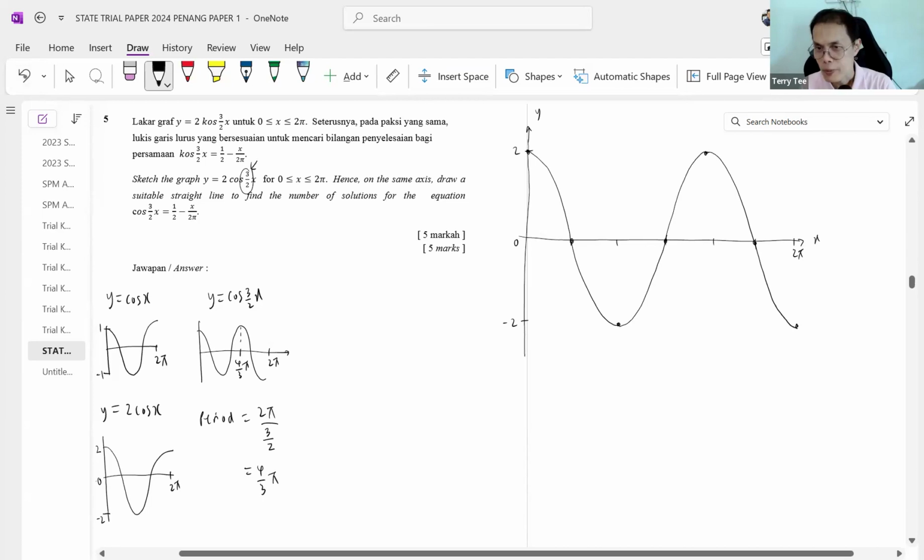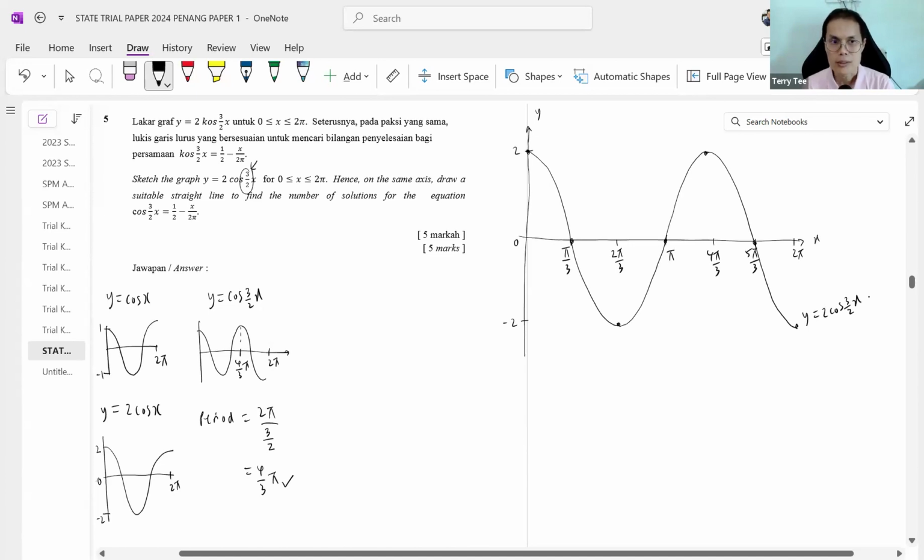Now, if this is 2 pi and you divide into 6 equal segments, 2 pi divided by 6 is pi over 3. So you keep adding pi over 3: pi over 3, plus pi over 3 to get 2 pi over 3. This is pi. This will be 4 pi over 3, which is equal to our period here. We've already calculated that. Then you add another pi over 3, you get 5 pi over 3. So there you go. My graph is complete. So this is 2 cos 3 over 2 x.